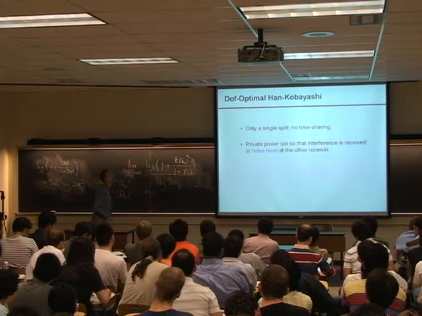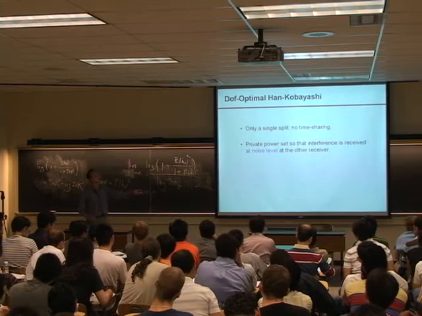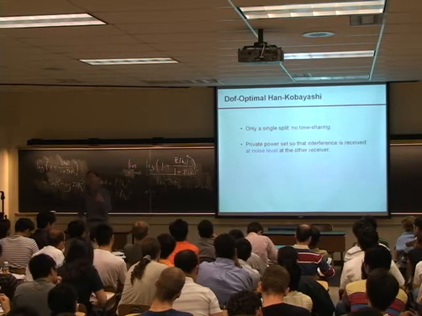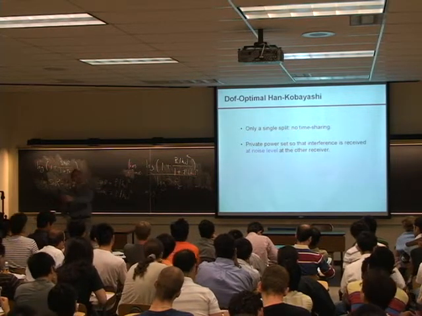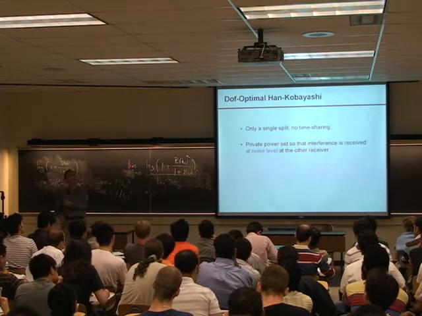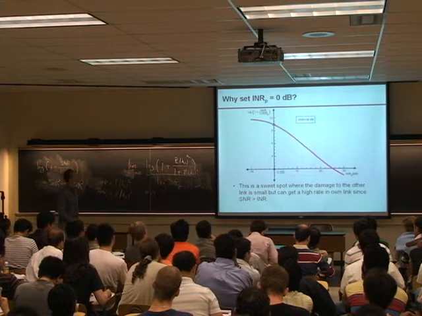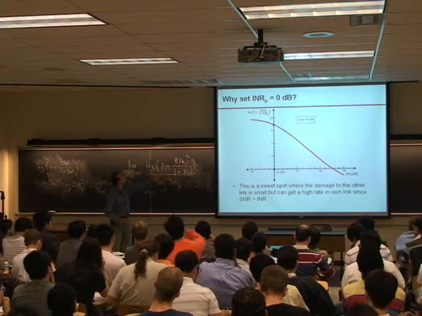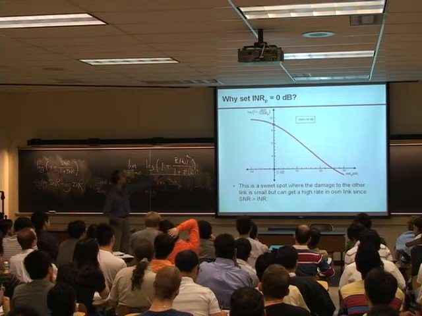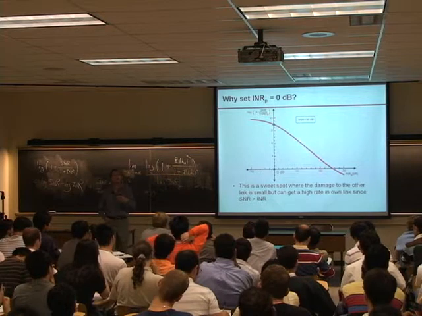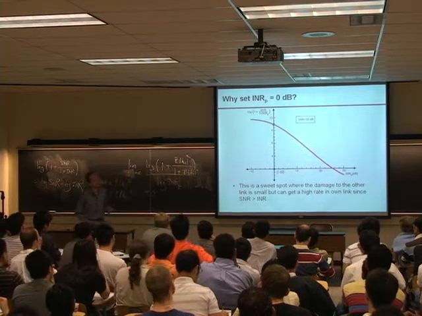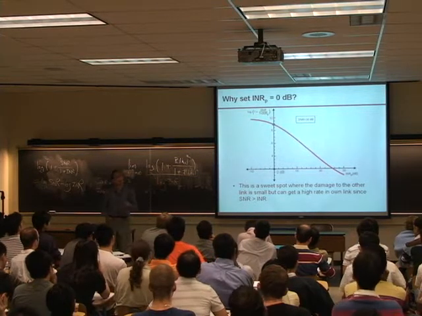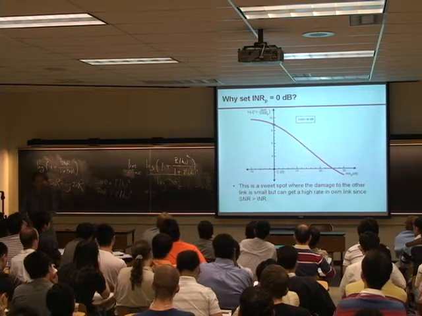Let's get some intuition as to why this is the right thing to do. Remember, the private signal is the part that is not decodable, not supposed to be decoded, by the other receiver. Therefore, when the other receiver decodes, the interference-to-noise ratio due to the private power is essentially going to be additional Gaussian interference. So the question is, why do I want to set this to be 0 dB? By 0 dB, I mean it's at the noise level of the receiver.